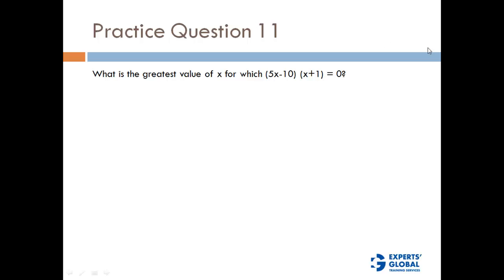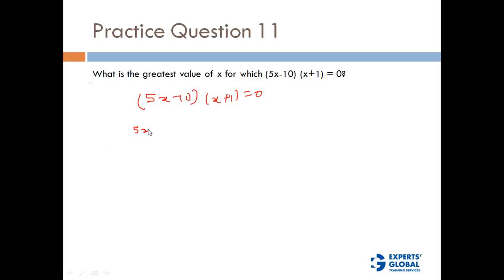Okay, so let's move to the next question, question 11. What is the greatest value of x for which (5x minus 10) into (x plus 1) is equal to 0? You can pause the video and try to solve this. Okay, let's look at what we have. We have (5x minus 10) into (x plus 1) equal to 0.